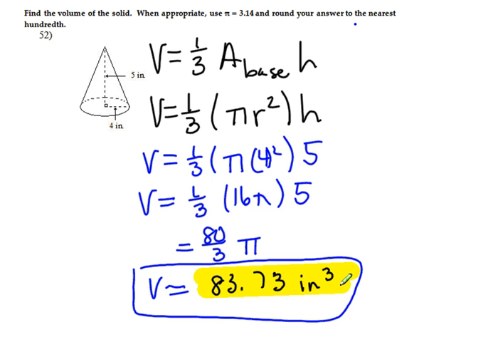So again here, one base, so 1/3 area of the base times the height. My base is a circle, pi r squared. Plugged in, 4 squared is 16. 16 times 5 gave me the 80. Divided 80 by 3, multiplied by the 3.14. Lastly, rounded to the nearest hundredth, which is 2 decimal places.